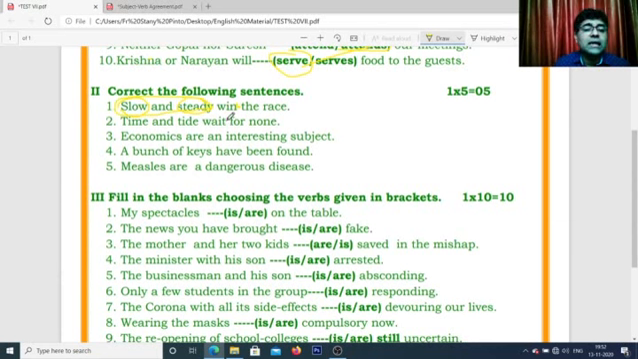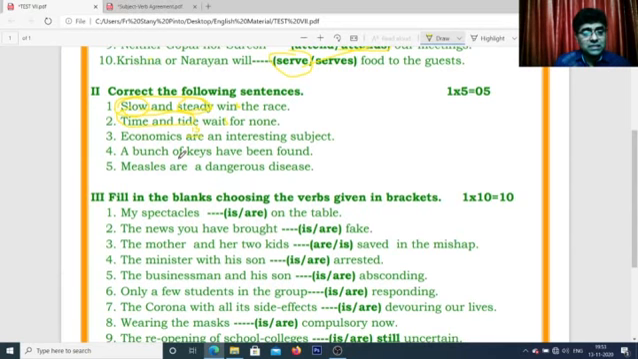Time and tide again waits. Time and tide waits for none. Why? Once again, it is a singular idea. Economics are an interesting subject. I think it should be "economics is". Economics is. Why? Because though it sounds plural, it is singular. Economics is an interesting subject.